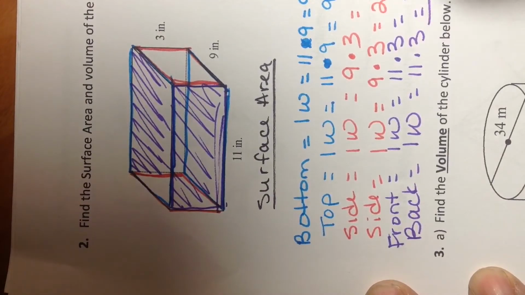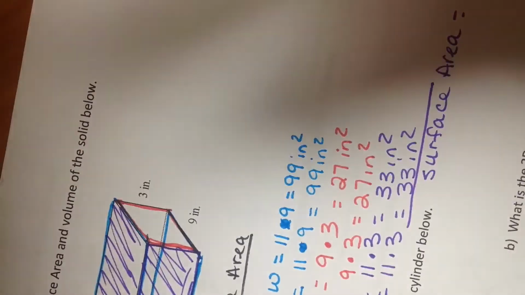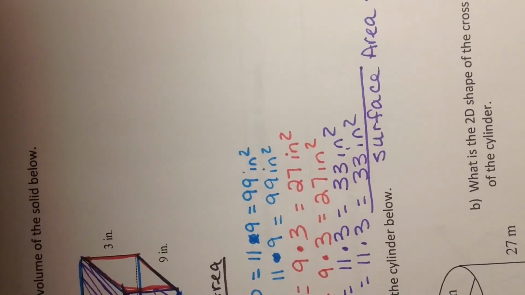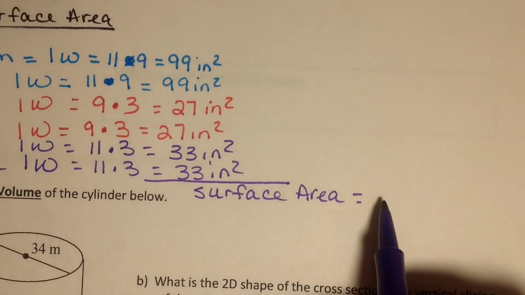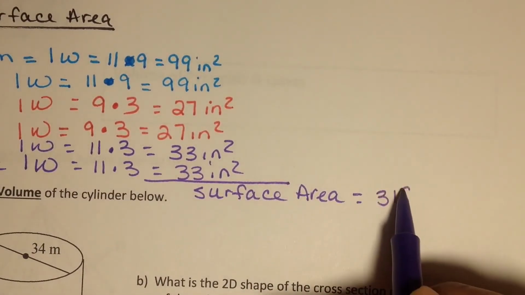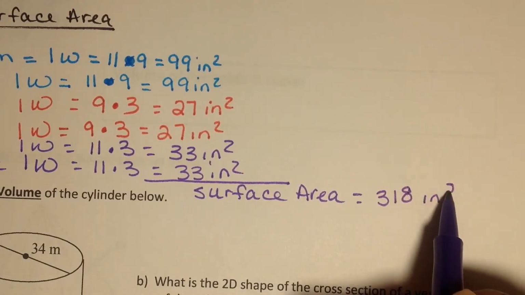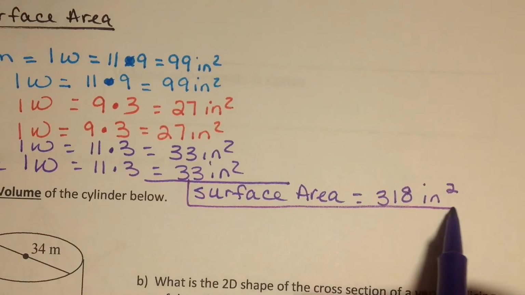To find my surface area, I'm going to add them up. And so when I add them up, and you can try this on your calculator also, you're going to get 318 inches square. I'm sorry. Let me see if I can turn this a little bit, make it a little bit wider. There we go. I think this is going to be better. So 318 inches square, and that's the surface area.